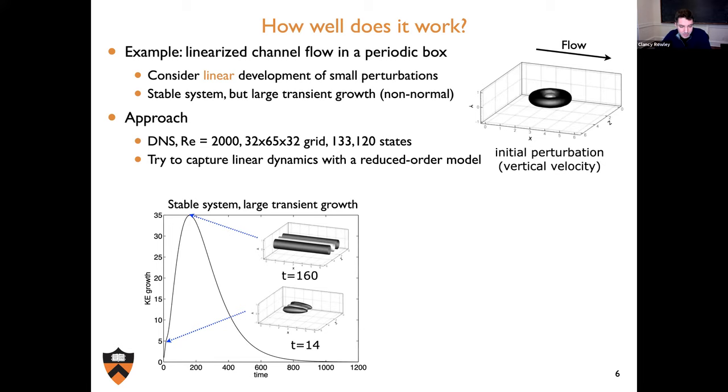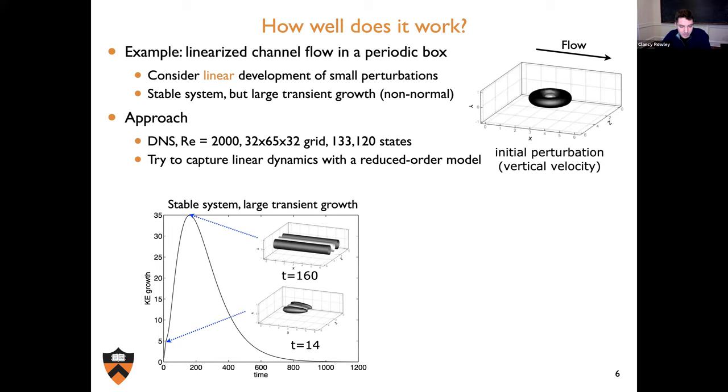You can, for this linear system, look at norms and see that if you want to get the first five POD modes perfectly, you need an eight mode balanced POD model. You need to keep 23 POD modes to correctly capture the first five POD modes with your reduced order model.